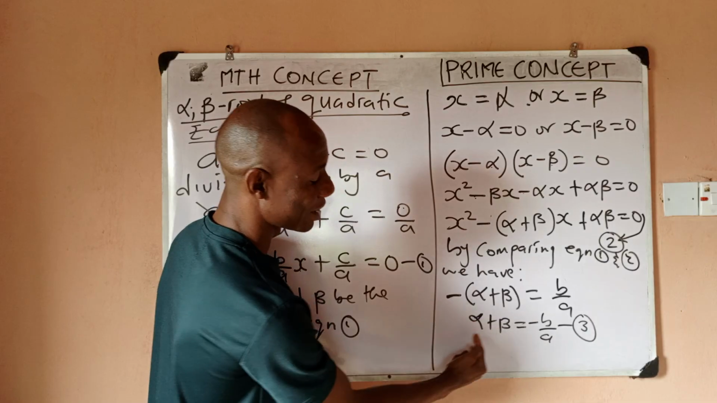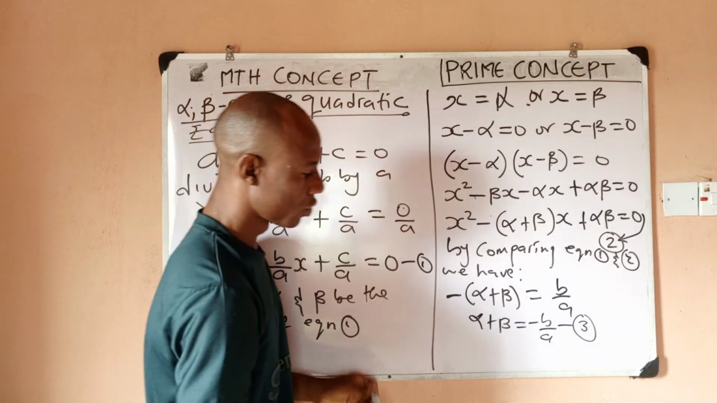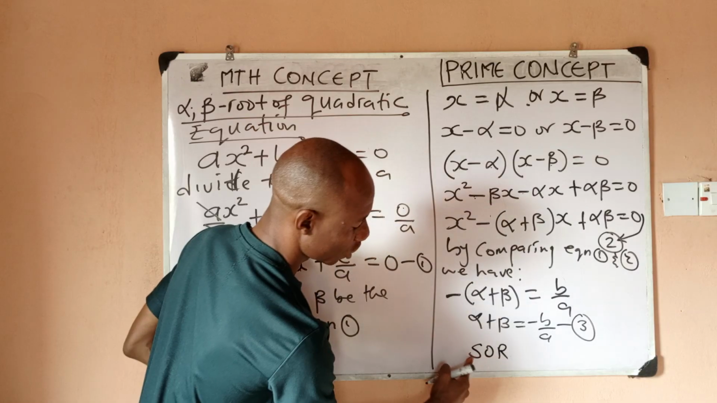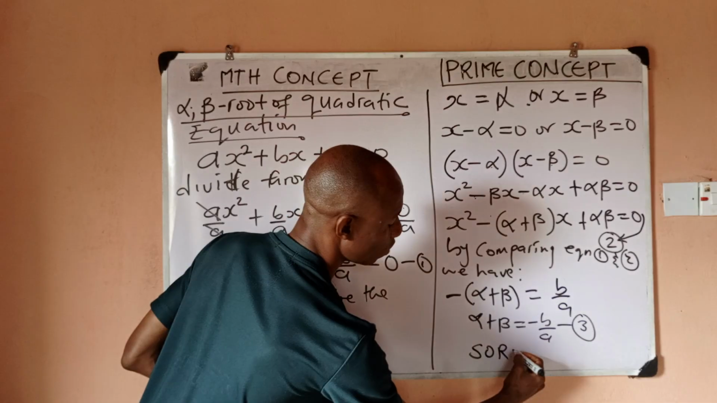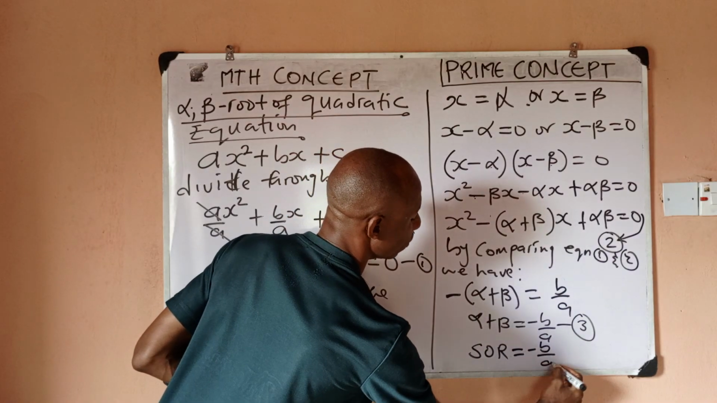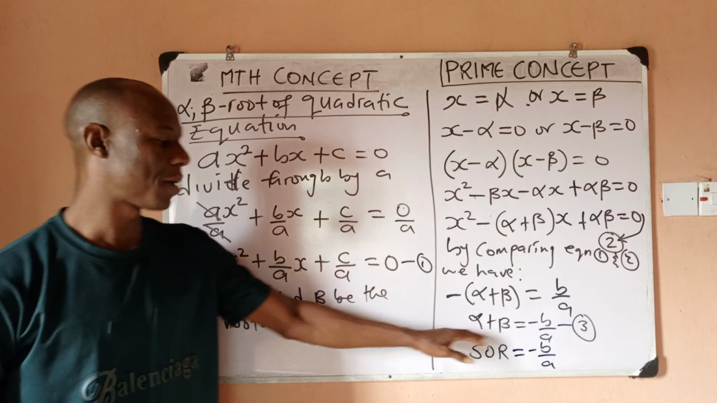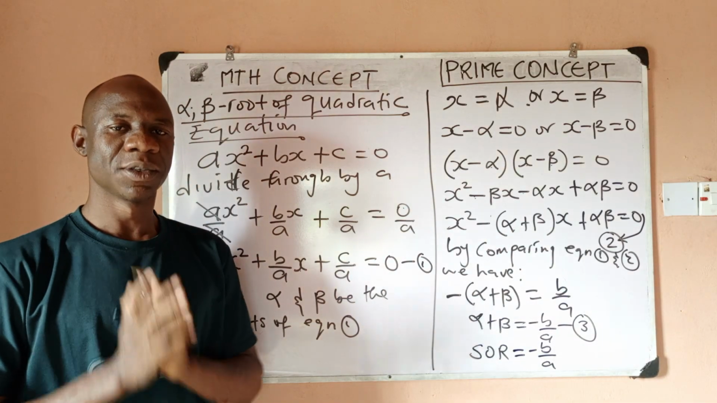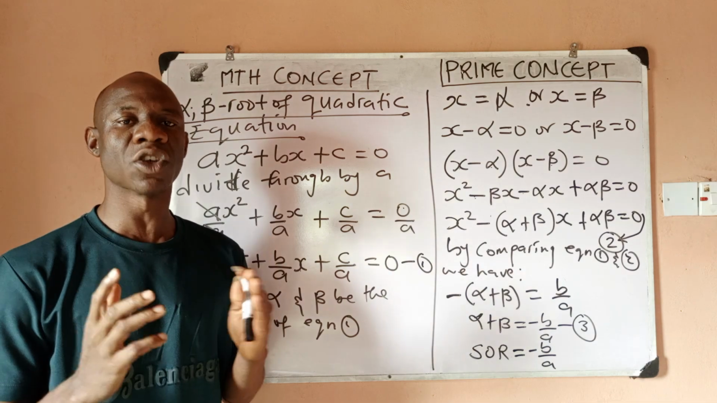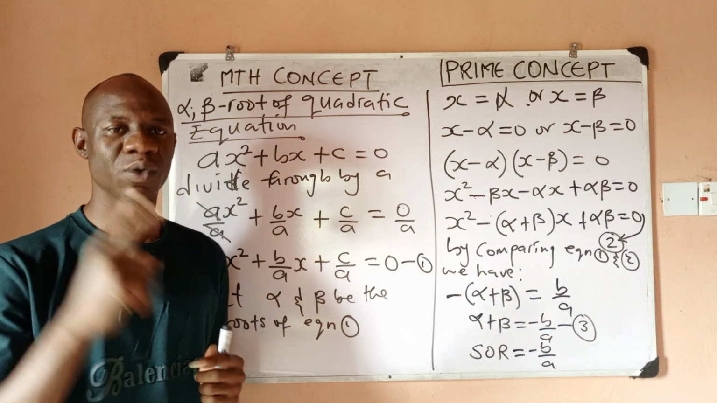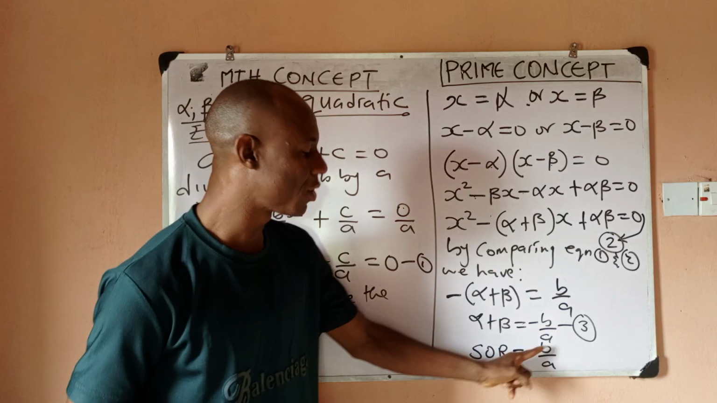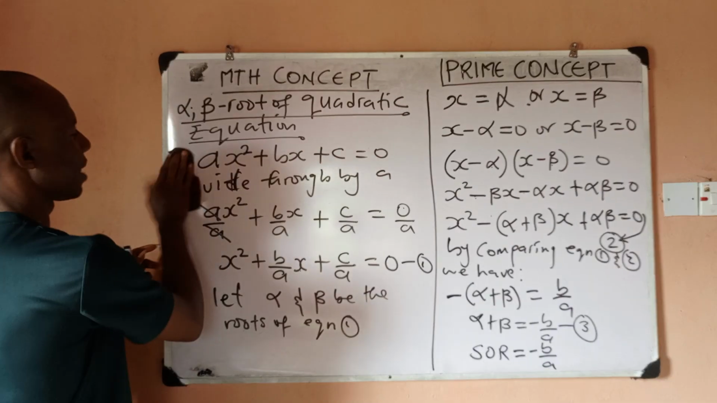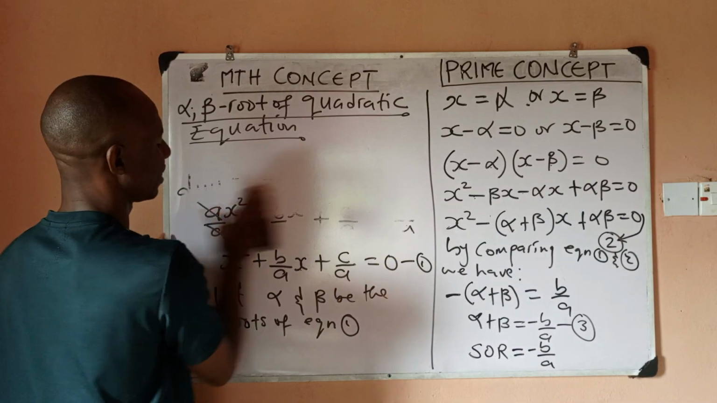Remember, alpha is one of the roots, beta is the second root. So this is an addition, this is a sum. For short, I can just say SOR, sum of roots of a quadratic equation, would always be minus b over a. So alpha plus beta is known as the sum of roots of a quadratic equation. If I ask you, what is the formula for the sum of roots of a quadratic equation? You'd simply tell me that it is minus b over a. We're going to finish up, then take an example that would internalize this concept.